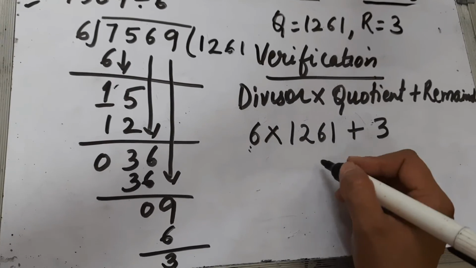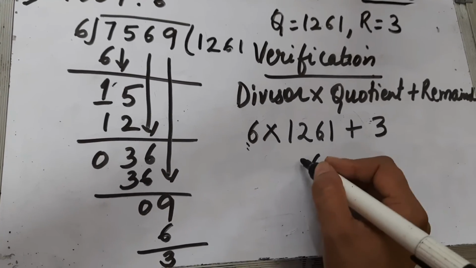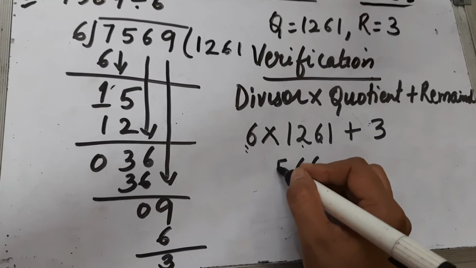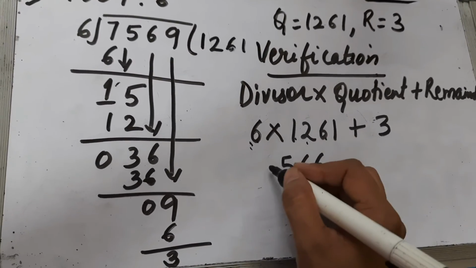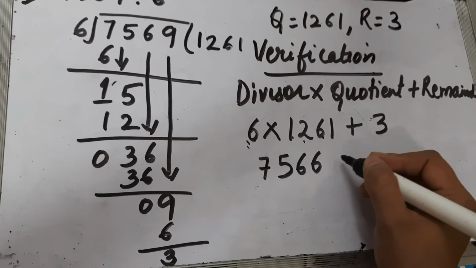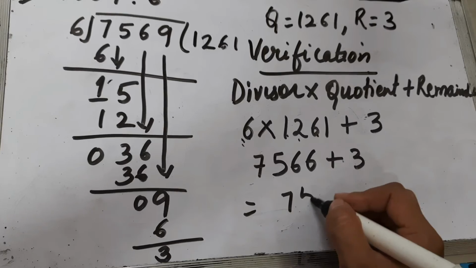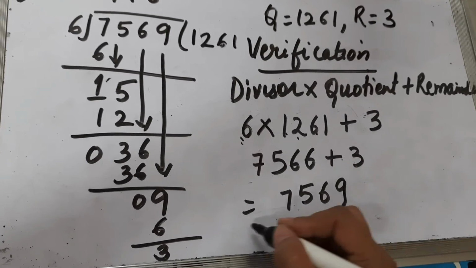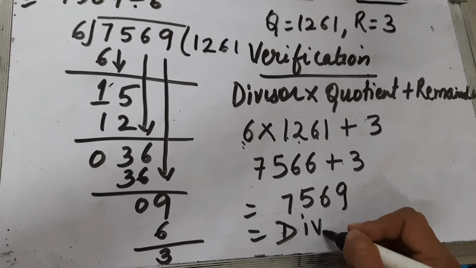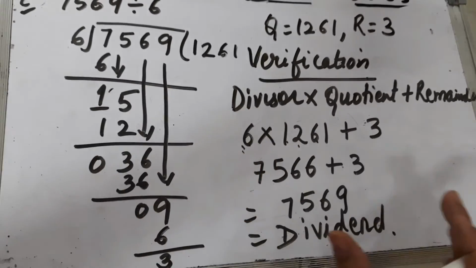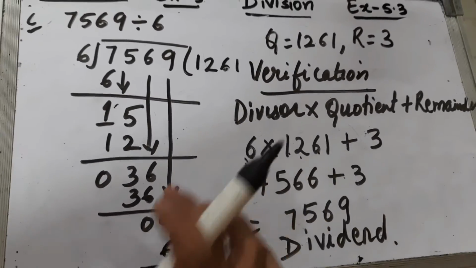Now multiply it. 6 1s are 6, 6 6s are 36, 6 2s are 12, 12 plus 3 is 15, 6 1s are 6 plus 1 is 7, and add 3 to it. This will be 7569 and that is equal to our dividend. Okay, our dividend was also 7569. That means our division is totally correct.